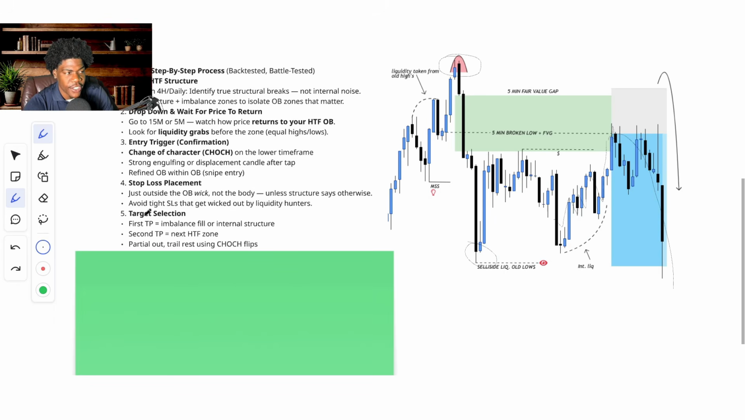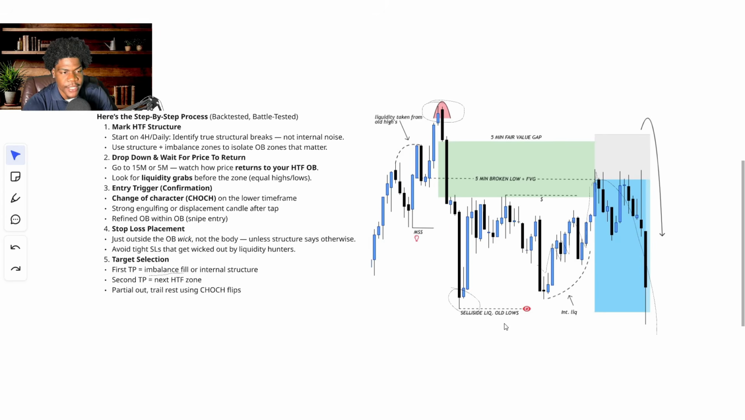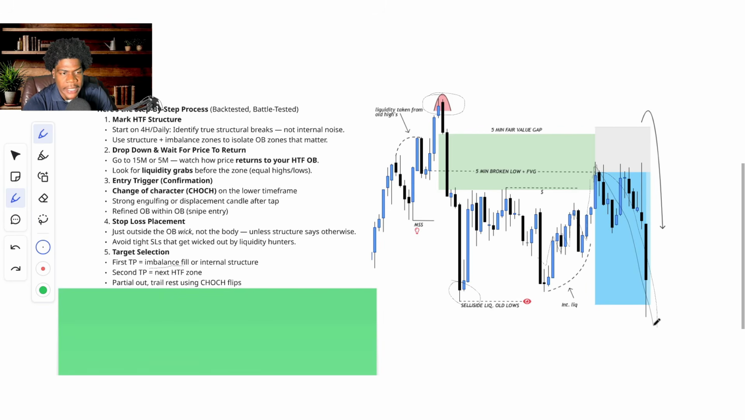And for our target selection, our first take profit is the imbalance fill or the internal range structure low. Our second take profit is the next higher time frame zone, and then we usually partial out when price is moving correctly, and we trail the rest of our profit. As you can see right here, this was the old low, right? This sell side liquidity low, and we also had these internal range liquidity structure lows right here. So after price mitigates this zone, all I'm looking for is for price to quickly extend lower, clear these internal range lows, and violently push down lower to sweep this old low right here.